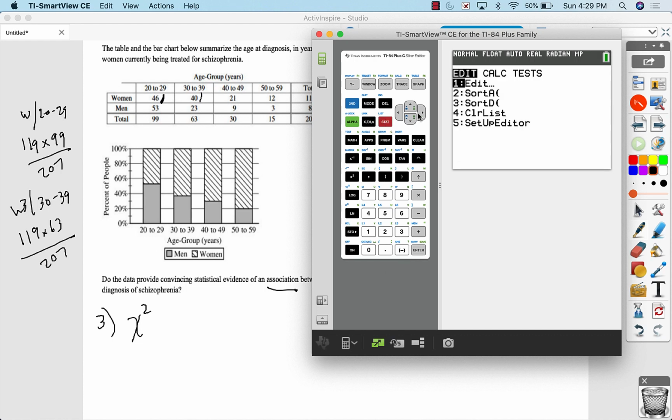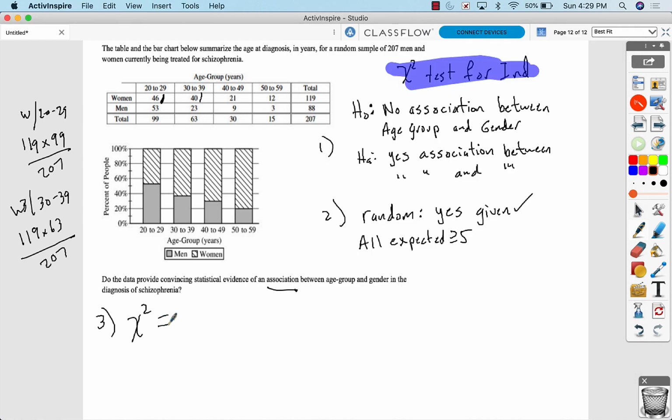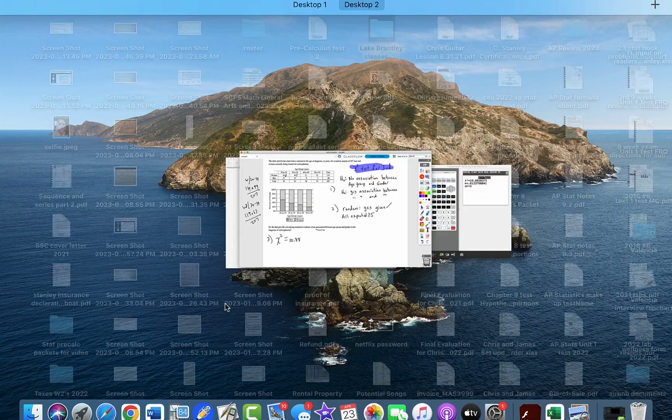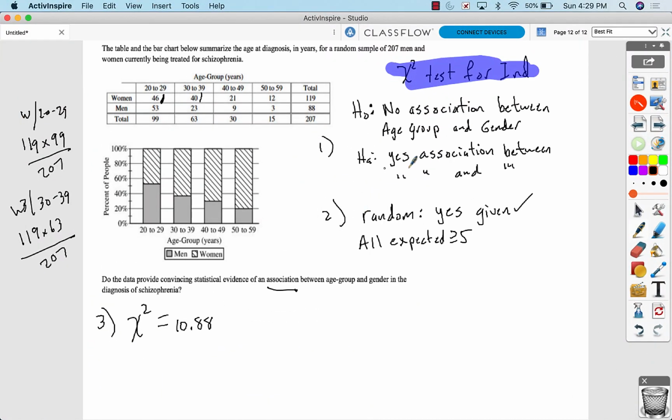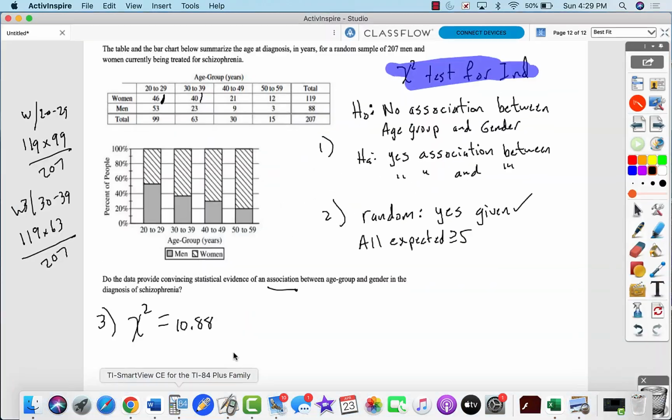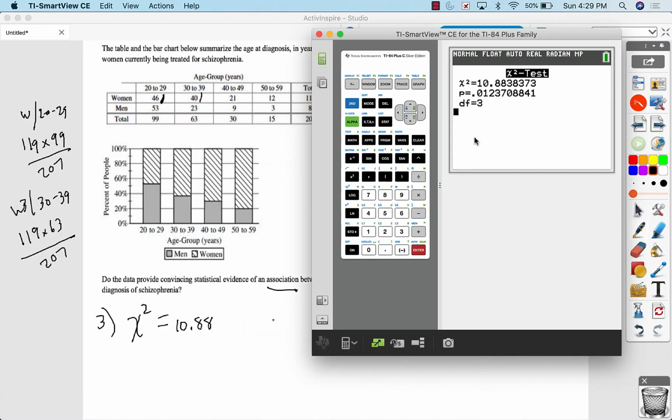Once you get those in, you can just go run the test. So hit stat, go over to tests. Look, I hit the up button this time, chi-square test. Boom. And we are good to go. So 10.88 and 0.0123. Feels like something's wrong on one of them. 10.88. 0.0124.